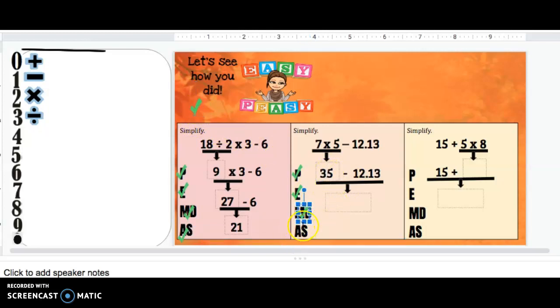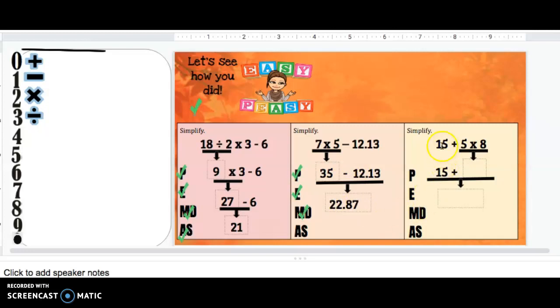So now I have addition and subtraction. I only have subtraction, so I have to subtract 35 minus 12.13. And if you had done that correctly and subtracted, you would have gotten 22.87. All right. I also have my notepad if I were to do some of the work over here. However, we're just checking your answers for subtraction. If you made an error, we can go over that.